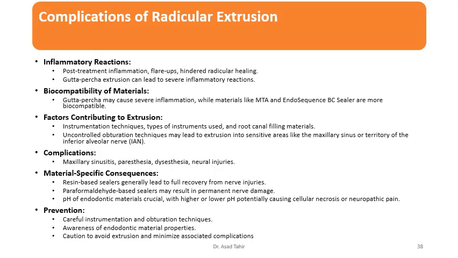Complications of radicular extrusion. Inflammatory reactions. Post-treatment inflammation, flare-ups, hindered radicular healing. Gutta-percha extrusion can lead to severe inflammatory reactions. Biocompatibility of materials. Gutta-percha may cause severe inflammation while materials like MTA and EndoSequence BC Sealer are more biocompatible.